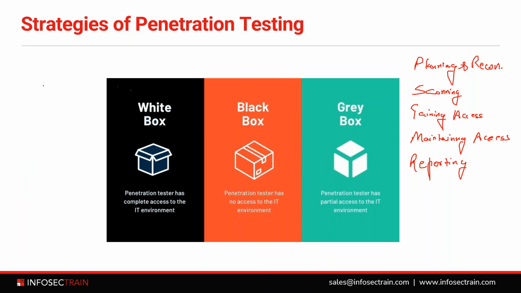Then we have different types of pen tests, right? So there are generally three strategies of pen testing. The very first one, white box. White box pen testing means you have full access to system details, right? So this is also called known environment testing. That means the organization is giving 100% information, the username, the password, the source code, everything to the tester. Now the tester has to find out what flaws are there.